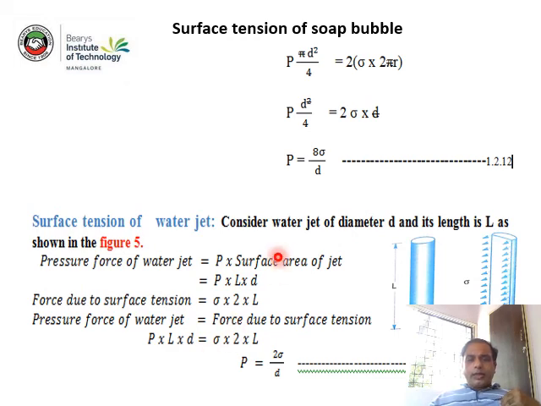Then I equate the pressure force and the total surface tension. Then I get the relation for P. P is equal to 2 sigma by D. It is for the water jet. P is equal to 8 sigma by D for the soap bubble. P is equal to 4 sigma by D for the water droplet. It is a relation between P and sigma.